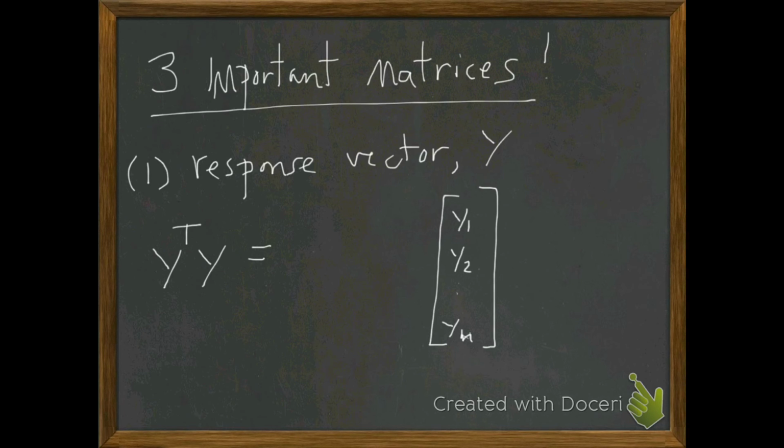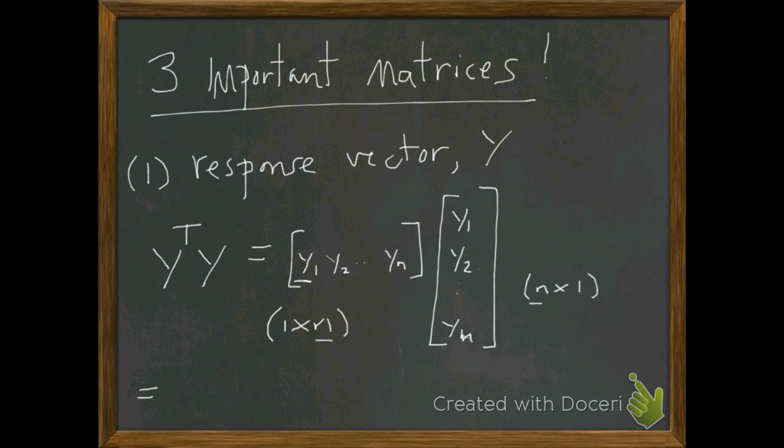Look like this. So the transpose has to look like that. So we have here a 1 by n, and here we have an n by 1. So the product matrix here is going to be a 1 by 1, and what's it going to look like? Well, linear combination, boys and girls.